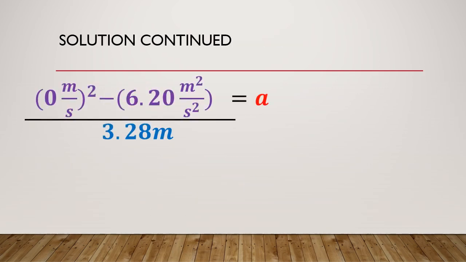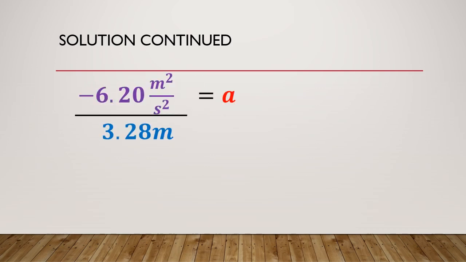So when you solve it, you will end up getting 0 minus 6.2 meters squared per second squared, all of that over 3.28 meters, which becomes negative 6.2 meters squared per second squared over 3.28 meters, and thus your final answer is going to be negative 1.89 meters per second squared. That makes sense because one of the meters cancels out, and acceleration should have meters per second, which is the same thing as saying meters per second squared.